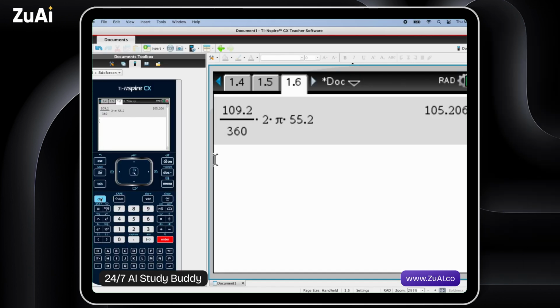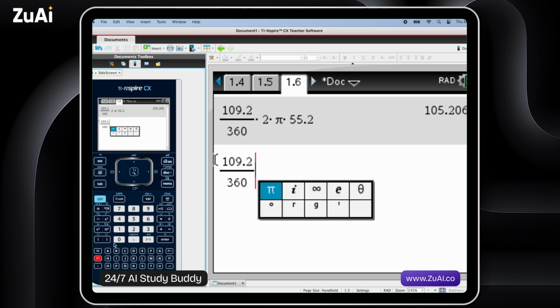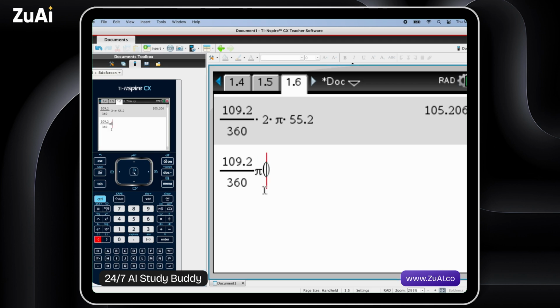Okay, so let's set a fraction up, 109.2 over 360. We're going to multiply this by pi, and then the radius itself for this larger one was 59.2. We want to square that, and we want to take away the smaller circle. The smaller circle as well was 109.2 over 360 multiplied by pi, and then the radius of this was just 4 meters less.